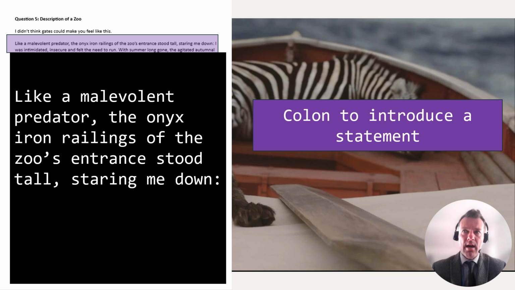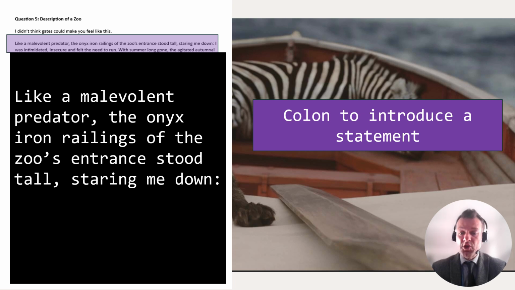So we've got here the first part of the colon. Let me read it to you. This is in the piece of writing you might have seen before about the zoo. "Like a malevolent predator, the onyx iron railings of the zoo's entrance stood tall, staring me down." So that's quite an interesting way to start.